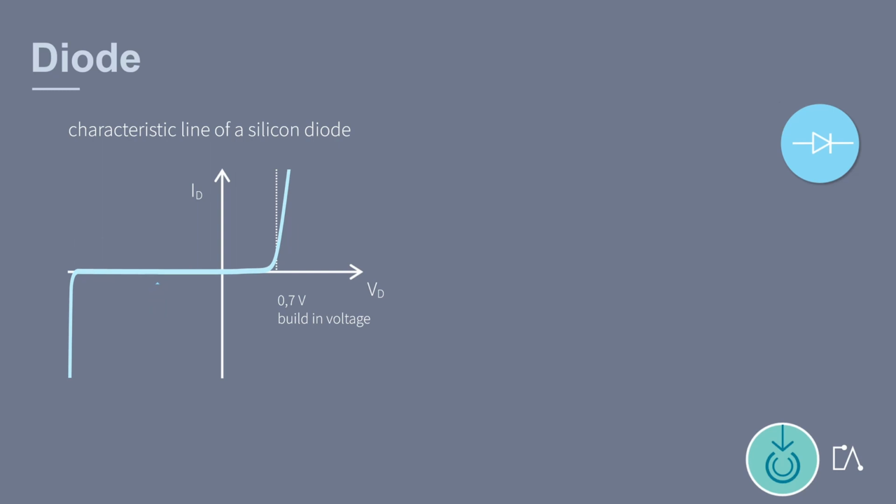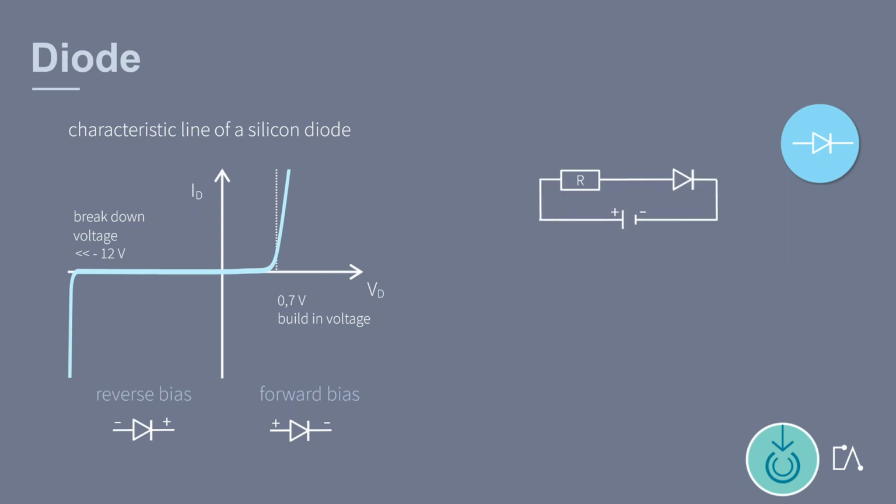If we change the polarity of the voltage no current flows. But if we apply a very high voltage the diode can break, and then current can flow. The right side of the graph shows the forward bias. On the left side the polarity is changed, so here the reverse bias is depicted.